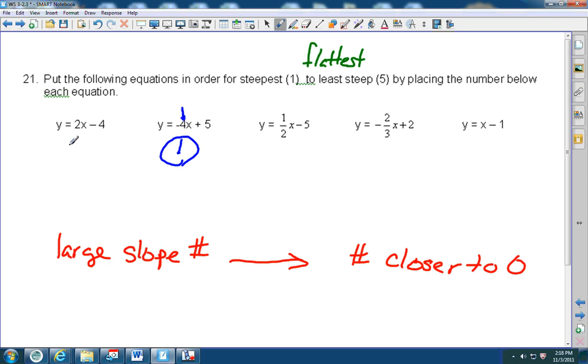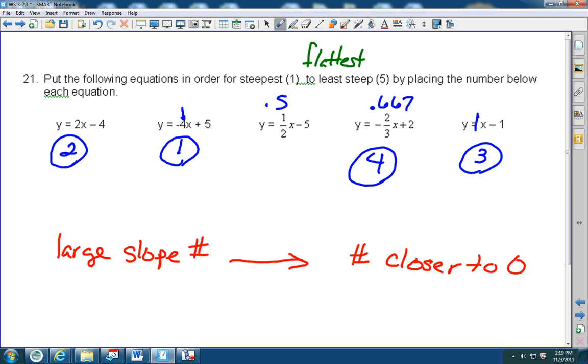The next number after that is 2. Then this slope is 1, so this is 3. What's the next one? Now, these have fractions. One way to do it is make them a decimal, 0.667, and this is 0.5. Which one is the next steepest, the farthest away from 0? This one. And then here's number 5.